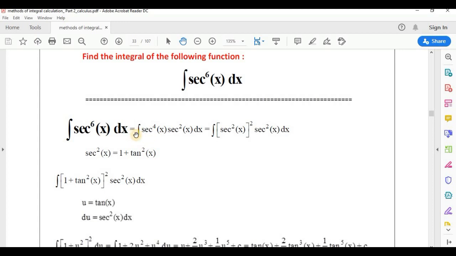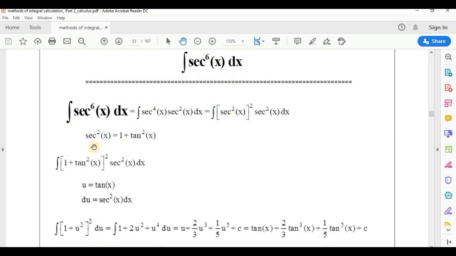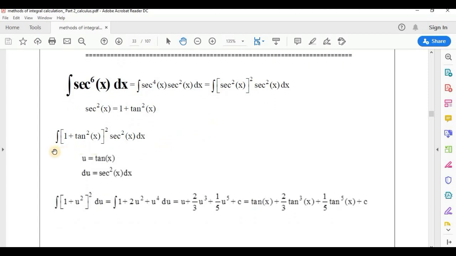So the integral will become integral sec to the power 4 multiply sec square. And this part, we need to put to the quadratic exponent. It will become sec square all to the power 2 multiply sec square x dx. We have sec square, then we will use the sec square formula. Sec square equals 1 plus tan square, and we will substitute it here, and the integral will become integral 1 plus tan square all to the power 2 multiply sec square x dx.